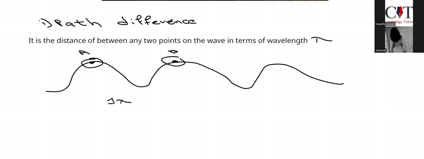It's the distance between two consecutive troughs or crests. It is one lambda, and lambda is called the wavelength. This symbol is called lambda. Yes, sir. So you can say that the distance between two crests or troughs is called one wavelength or one lambda. So I can write the distance between A and B as one lambda.